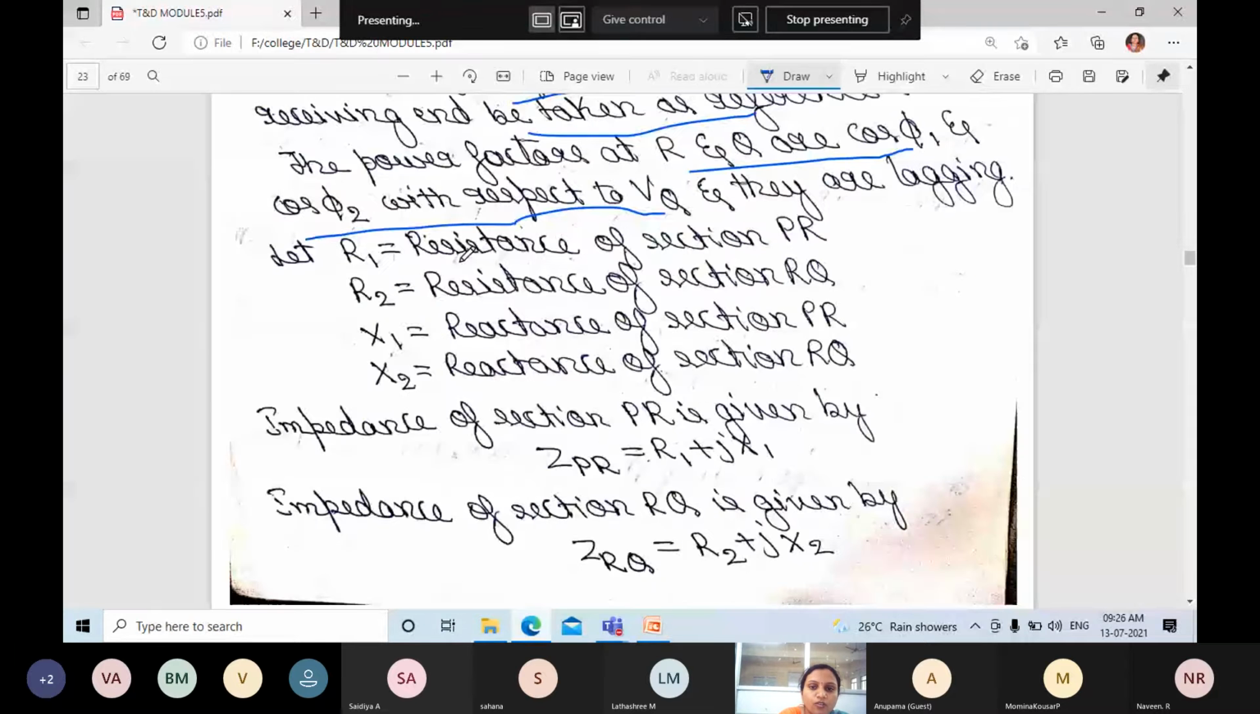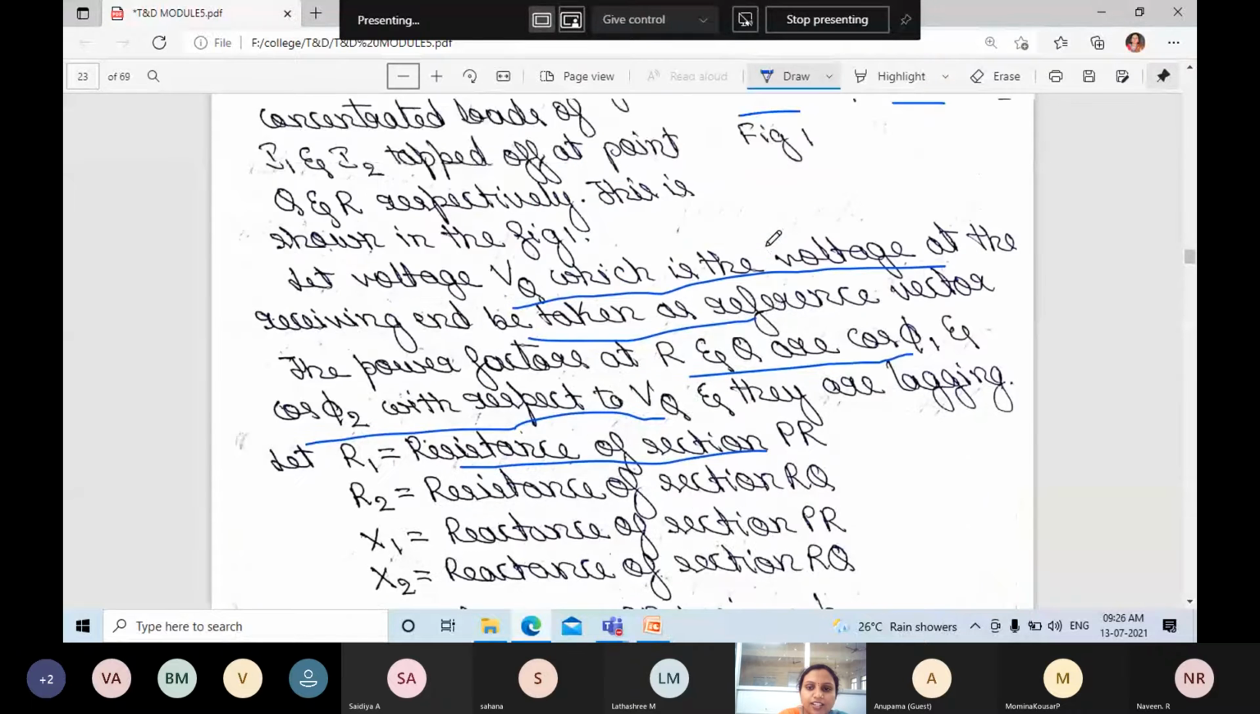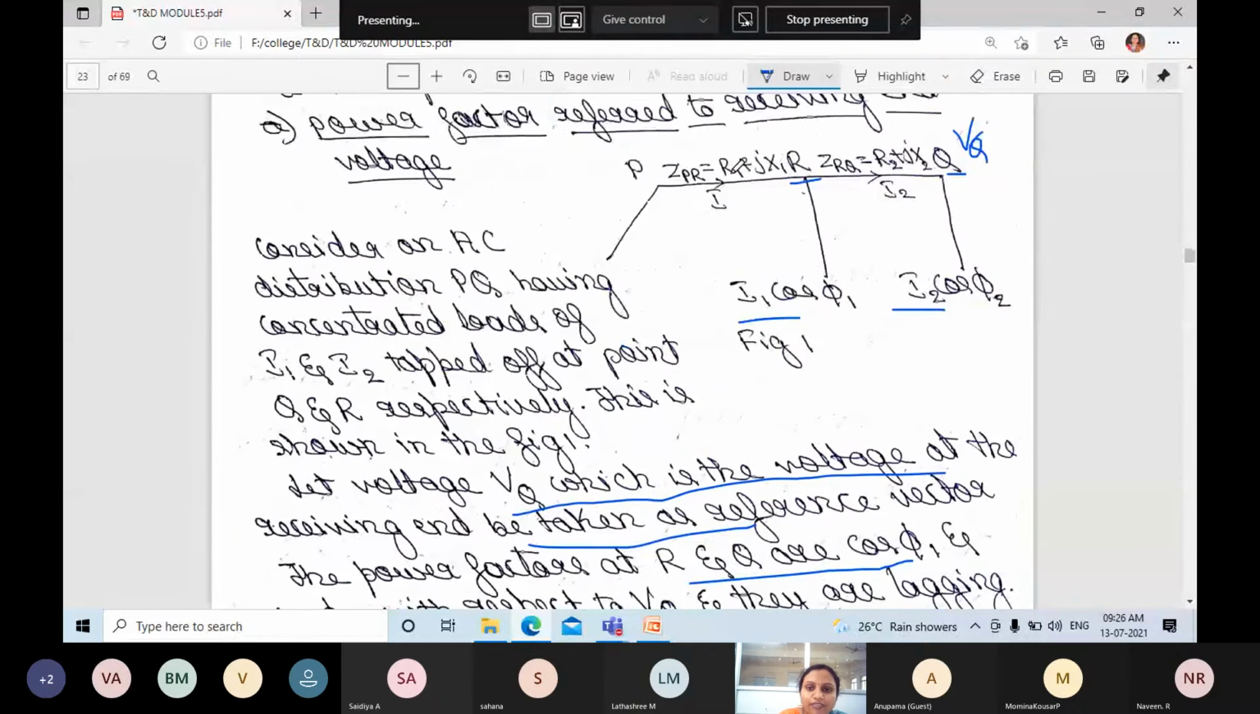R1 is the resistance of section PR, and R2 is the resistance of section RQ. From P to R there is an impedance ZPR, and from R to Q there is another impedance ZRQ.